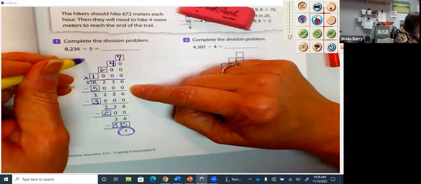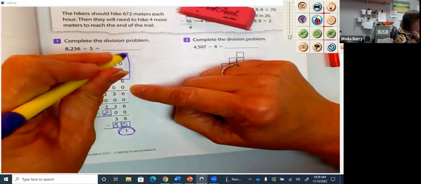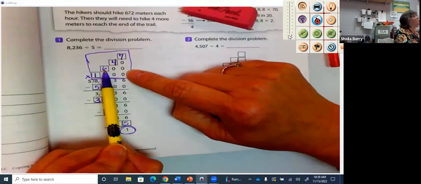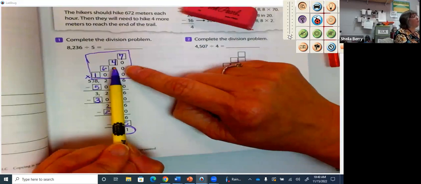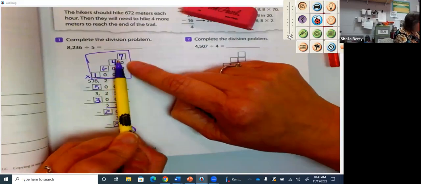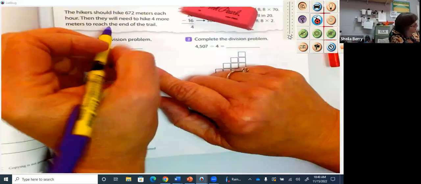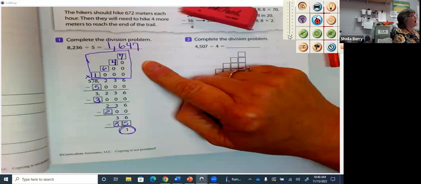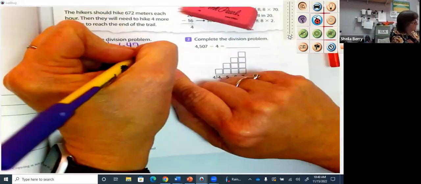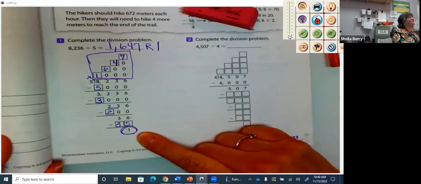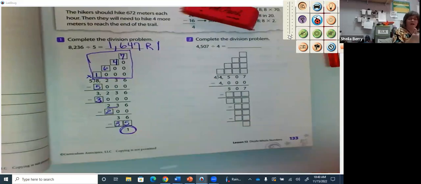So I need to add all these numbers up. So what's 1,000 plus 600? 1,600. 1,600 plus 40 is 1,640, plus 7, 1,647, and I'm done, right? No, what's wrong? Remainder of 1. Now I'm done.